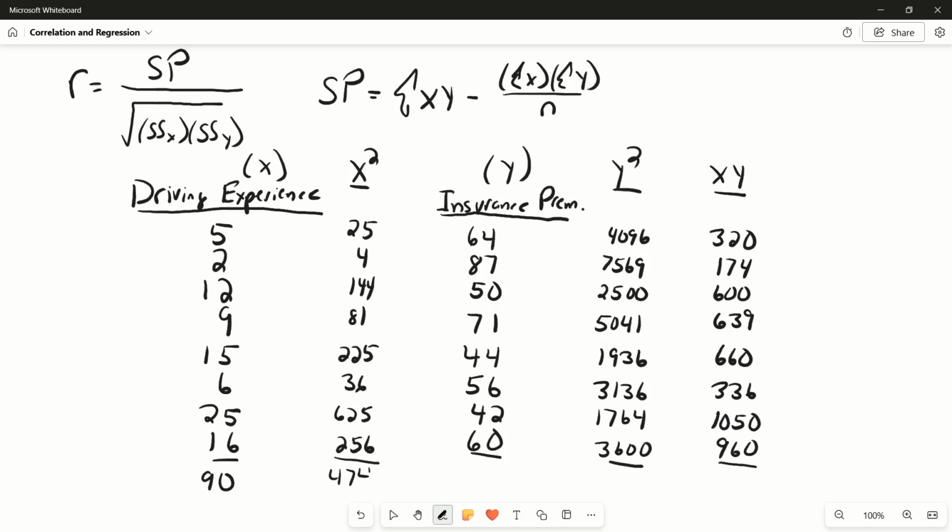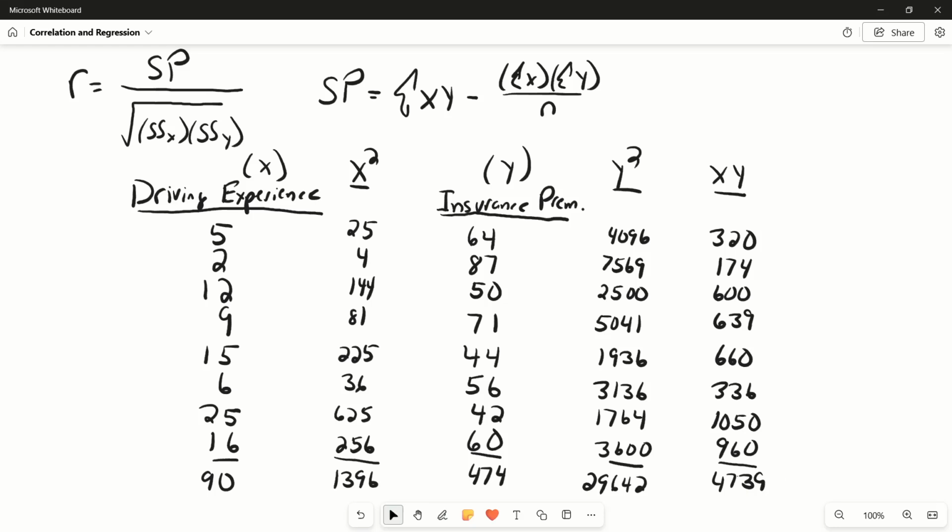Oh no, this is not. This is sum of, I'm sorry, this is sum of y. Put the wrong value down. So let me erase that. I want sum of x squared first, which is 1396. Then I want sum of y, which is 474. Then I want sum of y squared, which is a big number, 29,642. So we got some bigger numbers here, and xy is 4739.